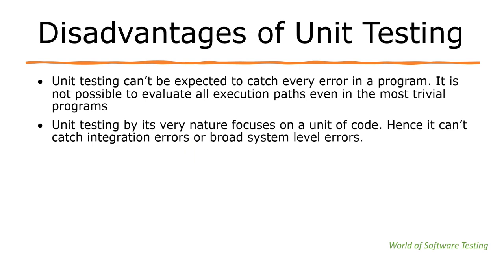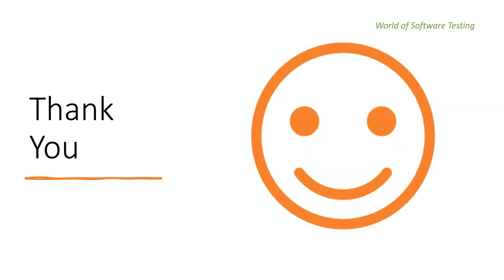Let's see some disadvantages. Unit testing can't be expected to catch every error in the program. It is not possible to evaluate all execution paths, even in most trivial programs. Unit testing by its very nature focuses on a unit of code, hence it can't catch integration errors or broad system level errors. So these are some of the disadvantages.